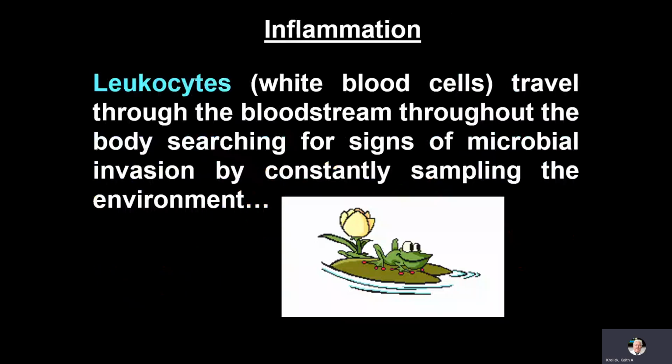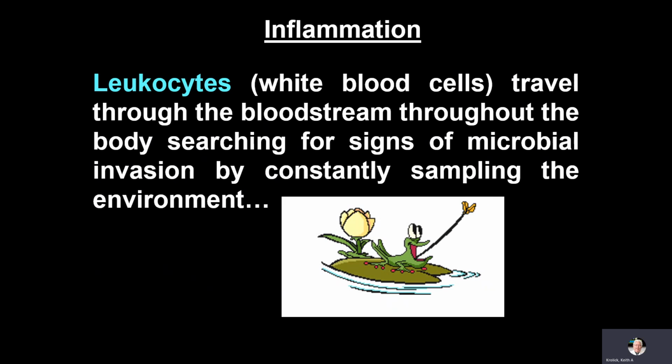Okay, so the main players in inflammation, as I said, are leukocytes. These are the white blood cells that travel through the bloodstream throughout the body, searching for signs of microbial invasion by constantly sampling the environment. So they're always roaming around looking for trouble. And when they're not roaming, they find themselves living in lymph nodes mainly and other lymphoid tissues. And we'll talk about lymph nodes later on. But lymph nodes are where a lot of these leukocytes will move through looking for something to fight with.